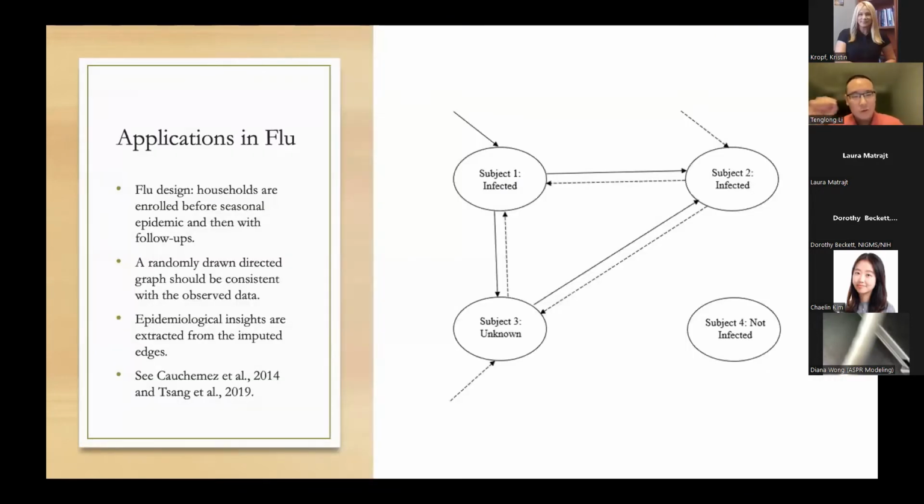So this is actually a so-called random directed graph model. It really originated from the flu. It was first applied in influenza. And here is an example of such a graph, right?